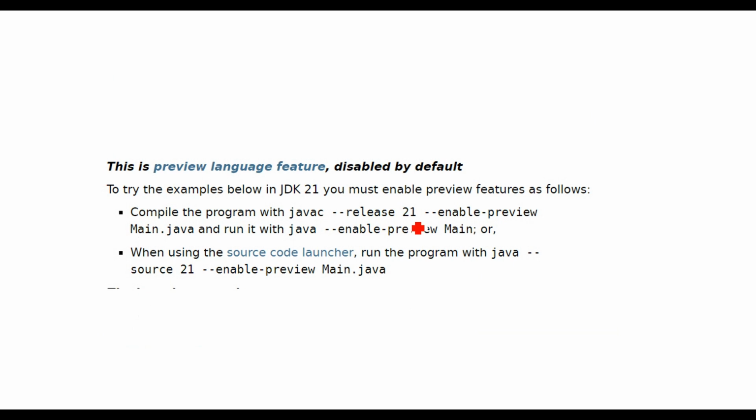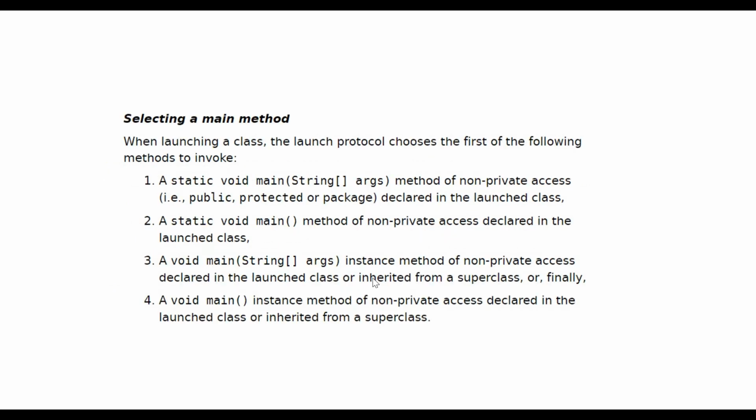As this is a preview feature, we have to enable it. By default, this feature is disabled. So while running, you can do javac --release 21 --enable-preview Main.java, or you can use java --source 21 --enable-preview Main.java. Now for the main method, you can select static void main(String[] args), static void main, or void main(String[] args), or void main directly.